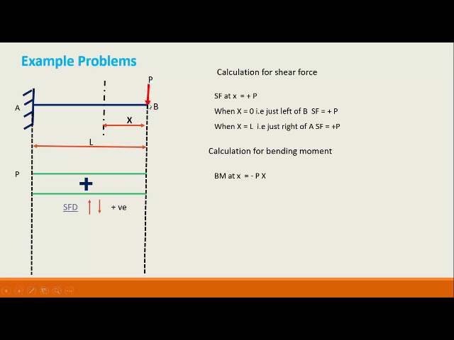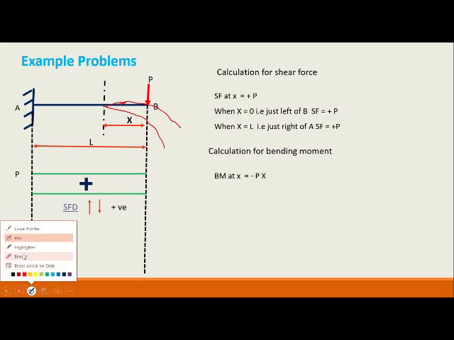So this P into perpendicular distance x is causing a bending at section XX and will cause a deformation which may look like this, and this may be considered as a hogging moment because you see that here the tension is at the top. So we may say the moment is negative.